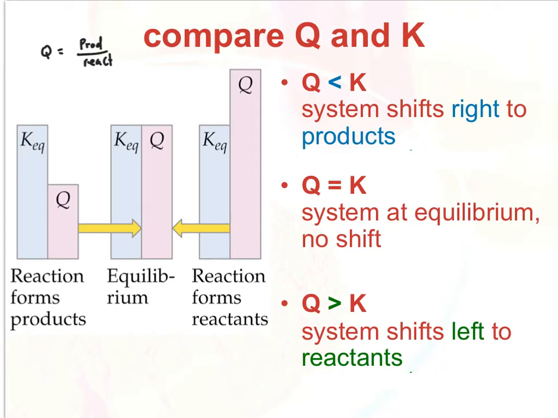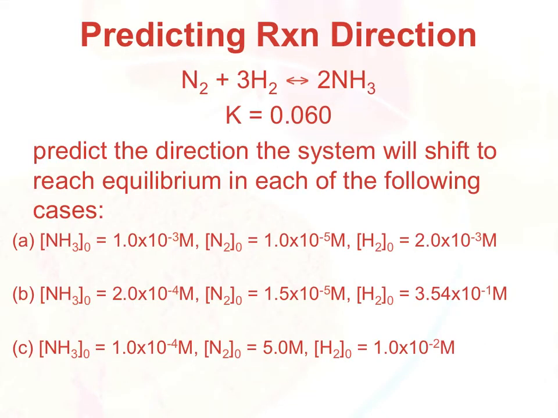Conversely, when Q is greater than K, that means the quantity of your products in that initial situation is larger than the reactants. So in order for equilibrium to be reached, products need to be converted back into reactants. Your reaction is going to shift to the left, decreasing the number of products and increasing the number of reactants. So let's go ahead and do a couple of practice problems using our Q and K values.